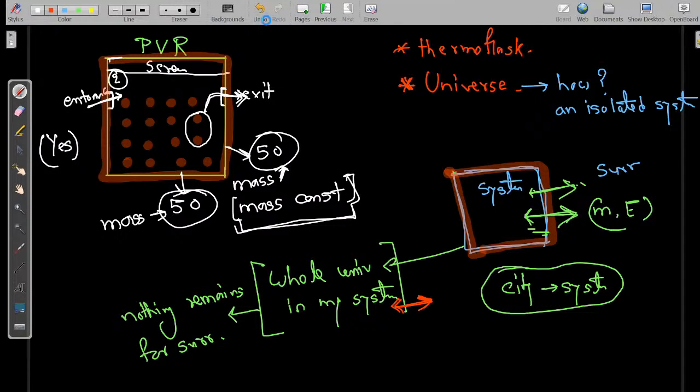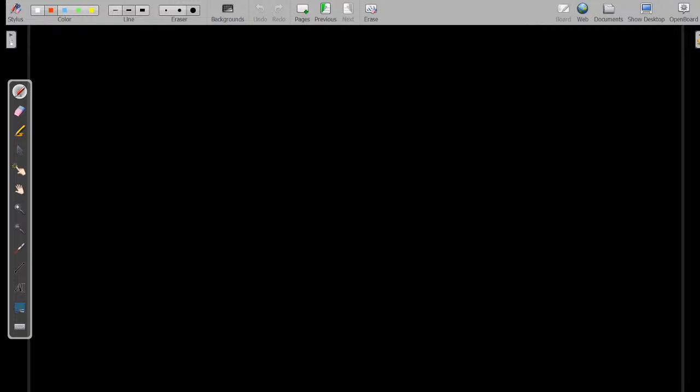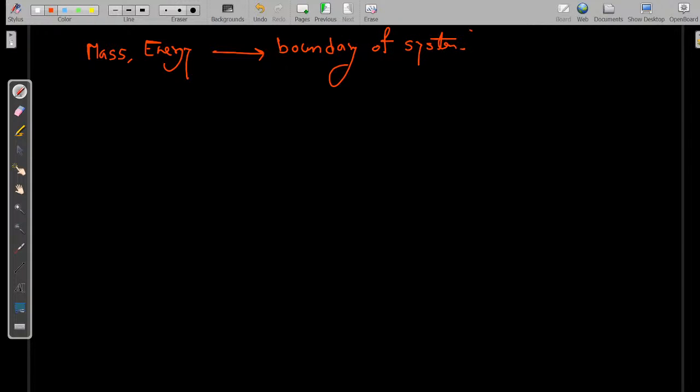Whatever exchange, whether it is a mass exchange or it is an energy exchange, you have to check on the boundary of the system. आपको सिस्टम की बाउंड्री पे चेक करना है वेदर देयर इज एनी मास एक्सचेंज और एनर्जी एक्सचेंज. सिस्टम के अंदर चेक नहीं करना है. कीप दैट इन माइंड. वॉट एवर एनर्जी इंटरेक्शन और मास इंटरेक्शन यू हैव टू फाइंड आउट, यू विल ऑलवेज चेक द बाउंड्री ऑफ द सिस्टम.